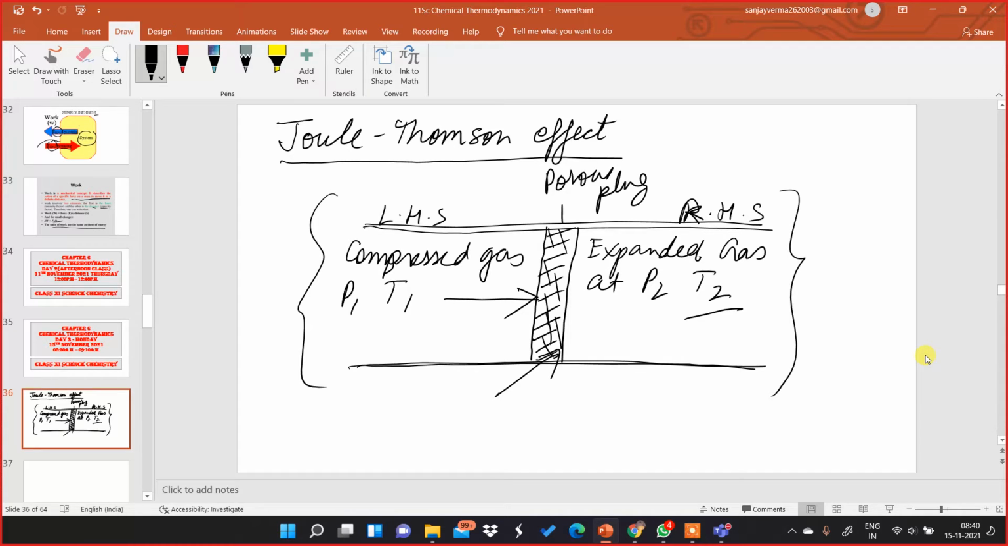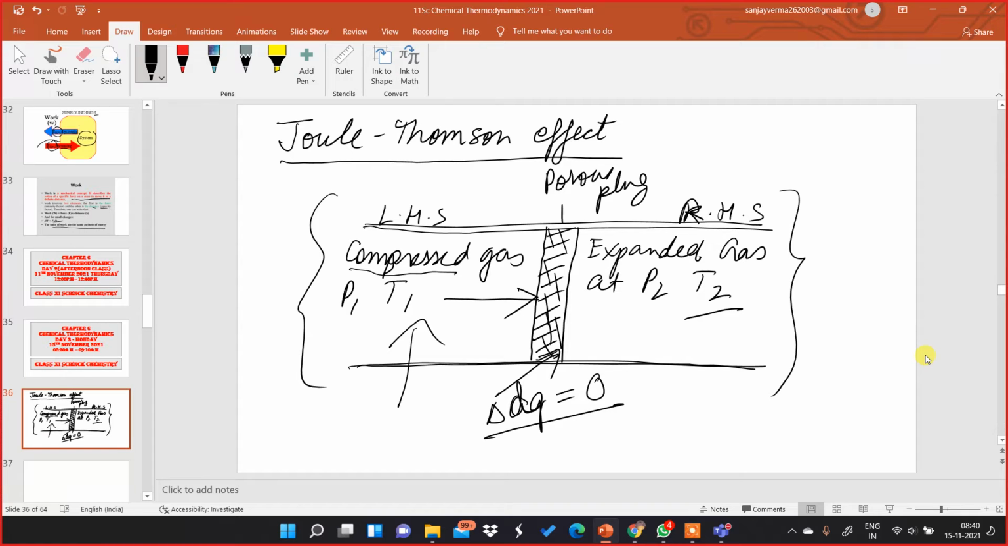So when a highly compressed gas is passed through a porous plug or a throttle, which can be made of cotton or silk, from a region of high pressure to a region of low pressure under adiabatic conditions, that means there is no exchange of heat, that is, dq is zero.